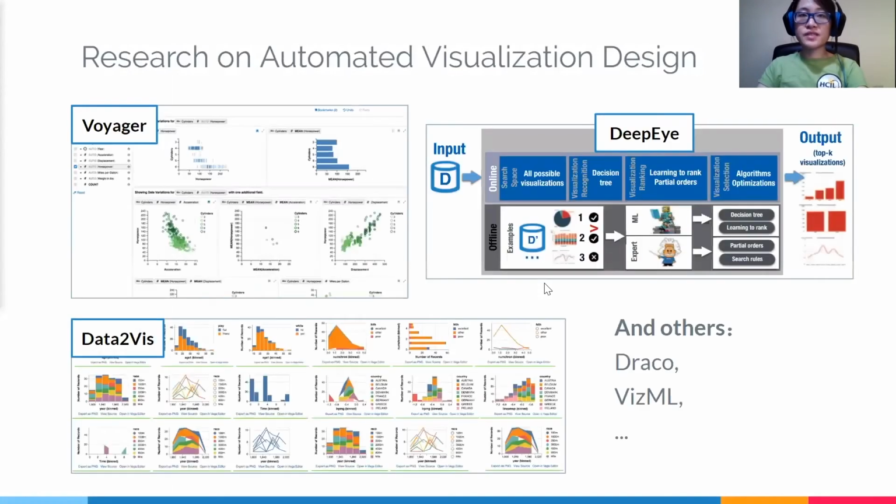Automated visualization design is a new trend in the data visualization research area. The system takes data as an input and then automatically creates or chooses effective visualizations to help users better understand the data that they are working on. Some works like Voyager, DeepEye, Data2Vis, Draco, and VisML have contributed to this research area. The expectation is that in the near future, with this technique, anyone could create visualizations for analyzing a new dataset with less or even no specialized expertise.